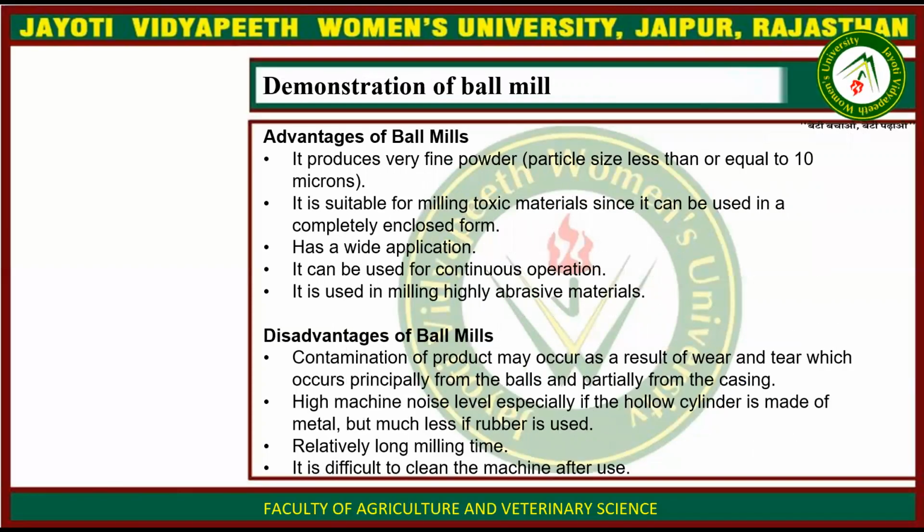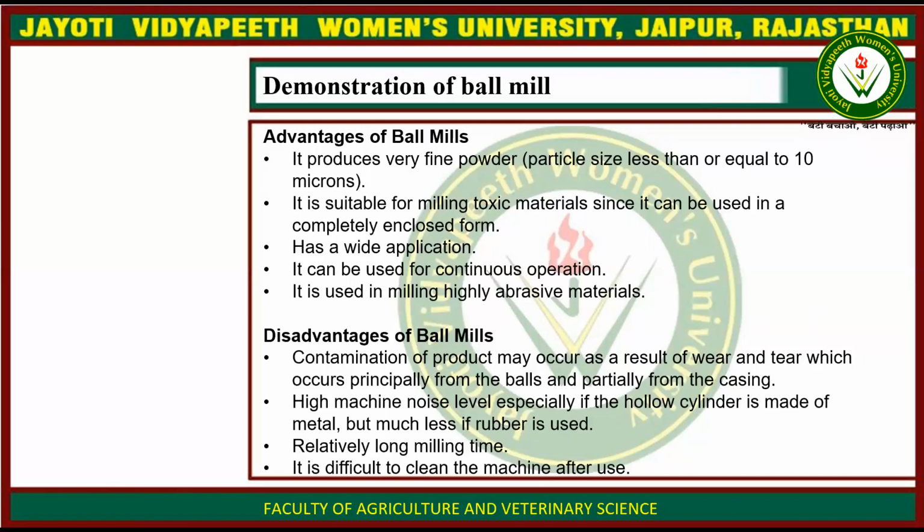Then advantages of ball mills. It produces very fine powder and it is suitable for milling toxic materials since it can be used in completely enclosed form, and it has a wide application and it can be used for continuous operation. It is used in milling highly abrasive materials.